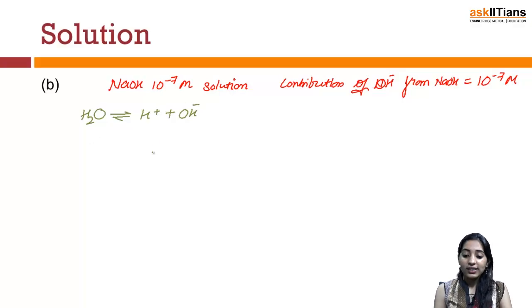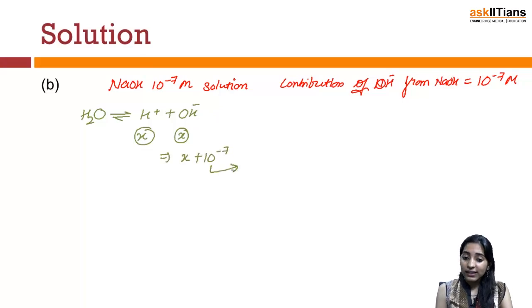So let's say that if we have the concentration of water and there is X amount of H positive which is coming from water and X amount of OH negative which is individually coming from water. So the total amount of OH minus which is coming from an aqueous solution of NaOH is nothing but X plus 10 to the power minus 7, where this 10 to the power minus 7 stands for the concentration of OH minus which is coming from NaOH solution, and this X is the number of moles of OH minus which are coming because of the dissociation of water to form H positive and OH minus.